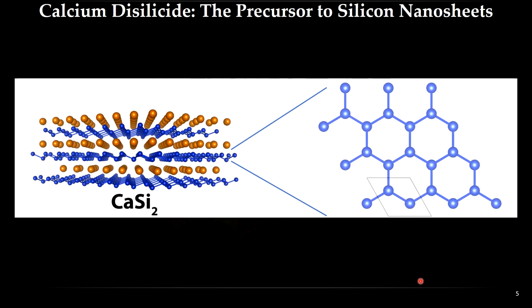Calcium disilicide is an interesting compound by itself. It is comprised of silicon monolayers that are intercalated with calcium ions. And in this schematic here, calcium is in orange and the silicon is in blue. If we look at these silicon monolayers, they're comprised of a hexagonal arrangement of silicon atoms, and this would be analogous to monolayers of silicon 111 planes.